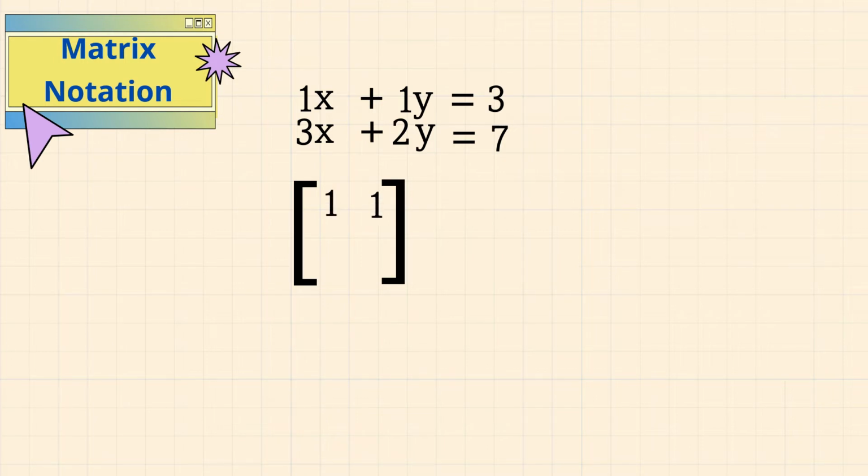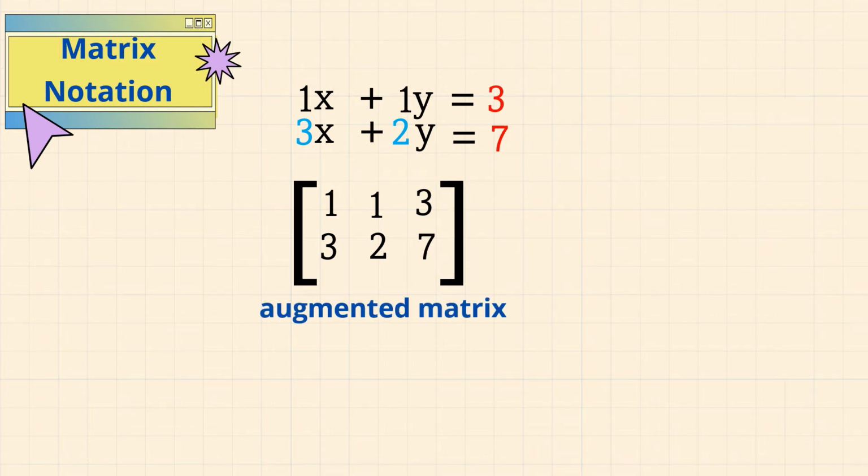For the first row, we have 1, 1. For the second equation, 3x plus 2y is equal to 7, the coefficients are 3 and 2, and we put them in our matrix as the second row. This is 3, 2. This is the so-called coefficient matrix. If we include the constants in our equations, which are 3 and 7, in a third column, then this is the so-called augmented matrix. This augmented matrix consists of 2 rows and 3 columns, so this is a 2x3 matrix.